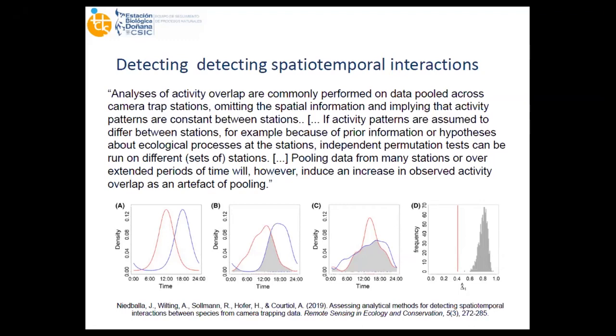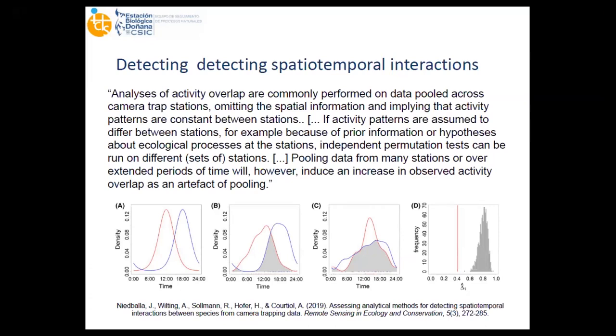So if you design properly your sensor network and you register also human activity, then you can determine to what extent human activity is making other wildlife species avoid the place. But because this avoidance can be in space or in time, then you normally need to use an adequate spatial design and use all the data to be able to detect it.